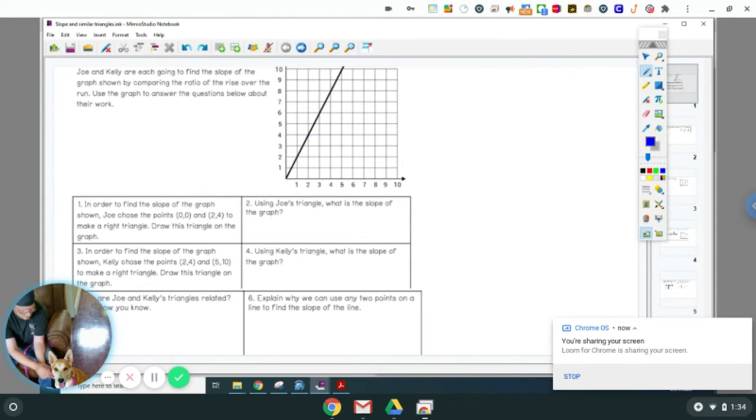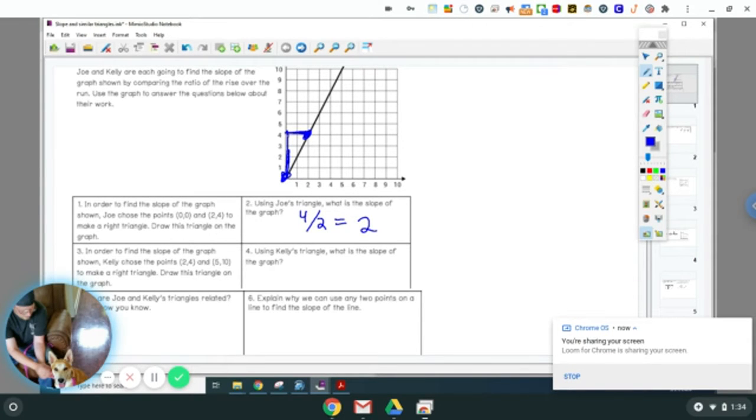So in order to find the slope of the graph shown, Joe chose the points (0, 0) and (2, 4). So this is (0, 0), and then this is (2, 4). And what he did is he drew a right triangle. So this will be his right triangle. So using Joe's triangle, what's the slope of the graph? He rose 4 and ran 2, so his slope will be 2.